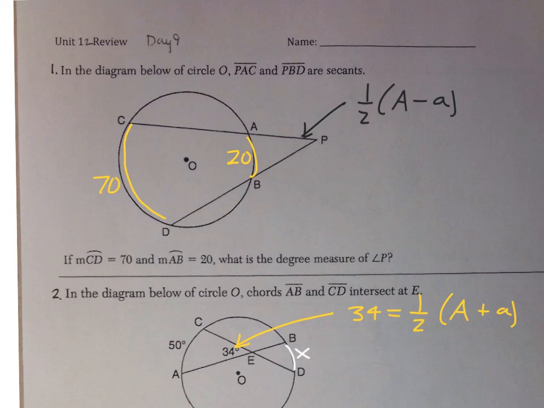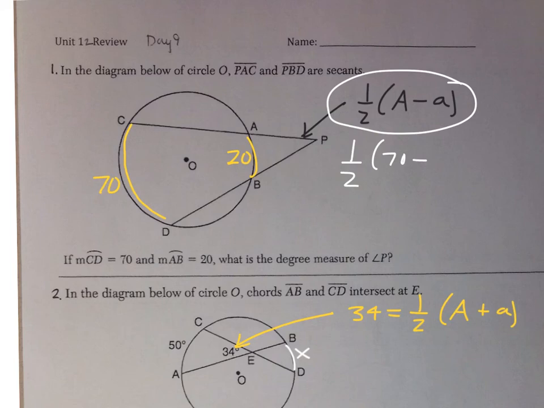All right, here's a quick walkthrough for the review sheet on circles. So this exterior angle P would be equal to half of the arcs subtracted from each other. And this one's just a quick and easy 70 minus 20 divided by 2, which would be 25 degrees.